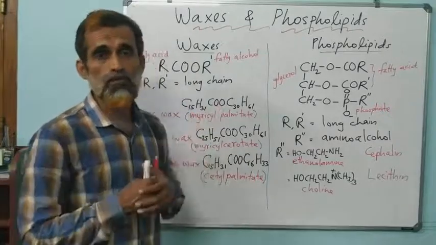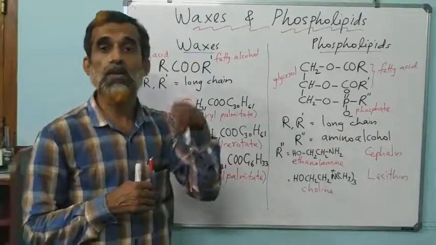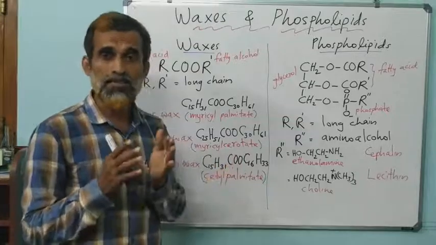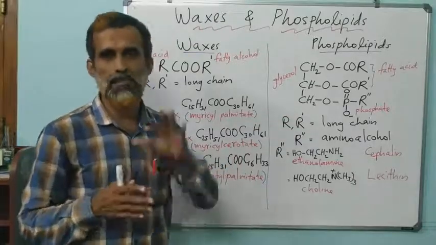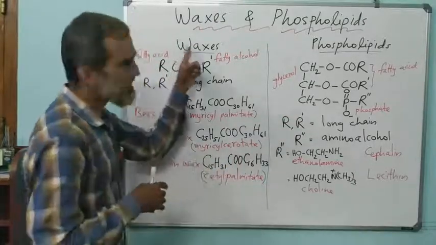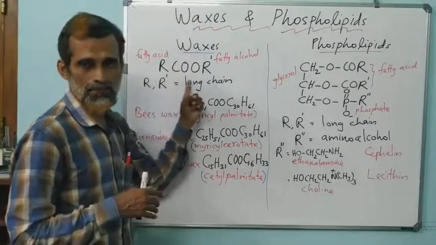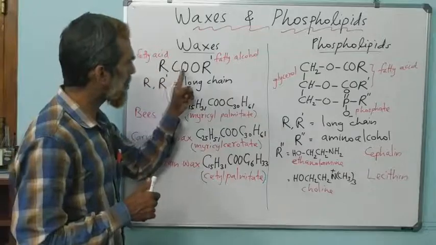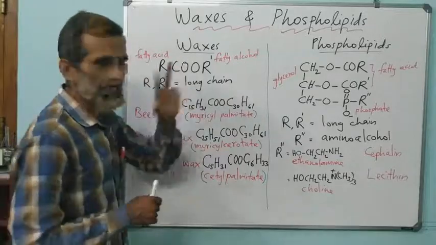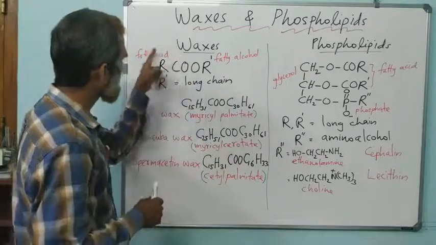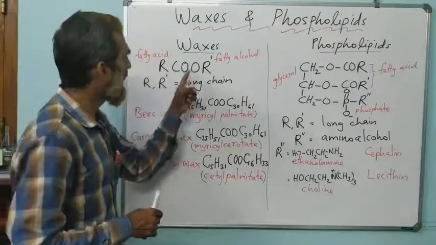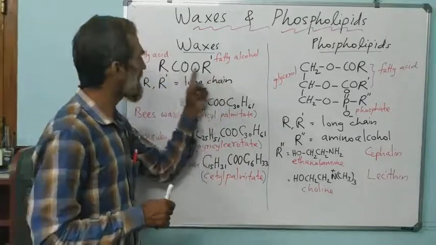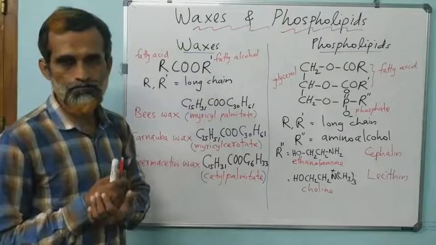Compared to fats and oils, which are called triglycerides, which is a triester, that means there are three ester groups, waxes are monoesters. Right? So the general formula is RCOOR. So naturally it has two parts. This is the carboxylic acid part and this is the alcohol part. So it is a monoester.